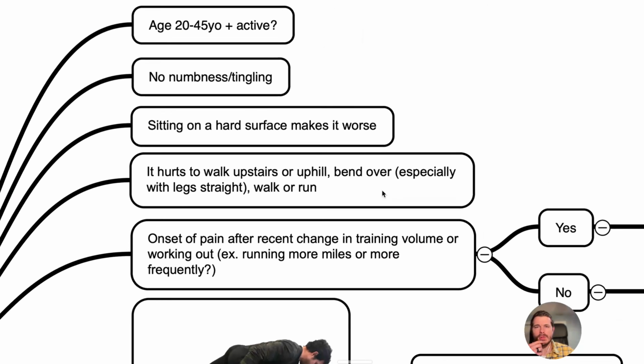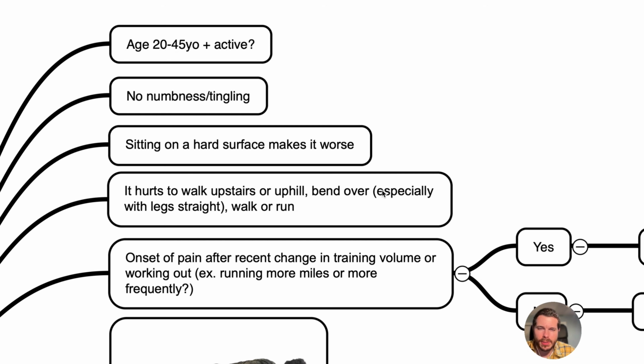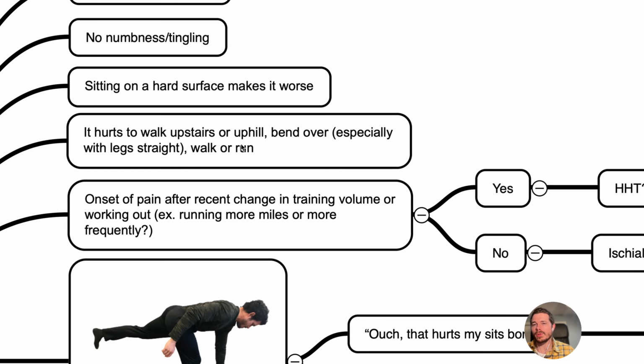Sitting on a hard surface almost always makes it worse because, as we talked about a little bit earlier, sitting on a hard surface really increases the point contact pressure to your buttock bones, right where the hamstring attaches. It often hurts to walk upstairs or uphill, to walk or to run. Why? Because you are contracting it. You're requiring it to work, and you're putting force through that muscle, which ends in a tendon, which is dysfunctional.